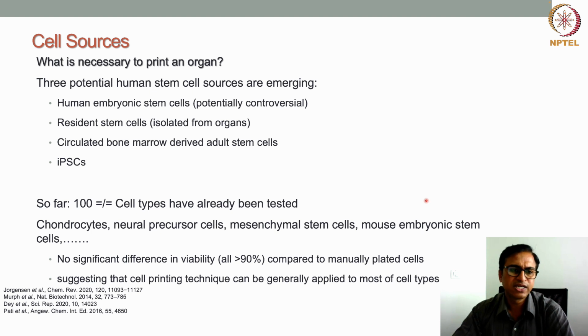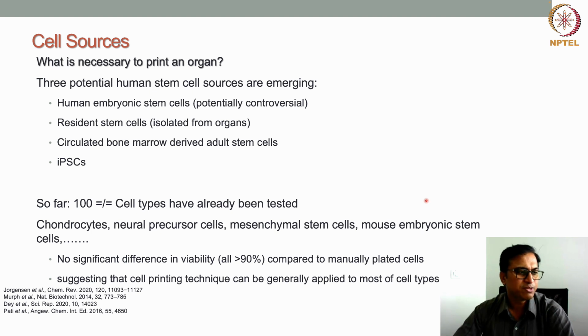There are also different resident stem cells that have been isolated from different organs of the patient's body, or from a person, and then preserved, and those can be used. There are also some circulating bone marrow derived adult stem cells. A number of researchers have been working on devising strategies for how we can isolate these bone marrow derived stem cells, and they can be used for this.